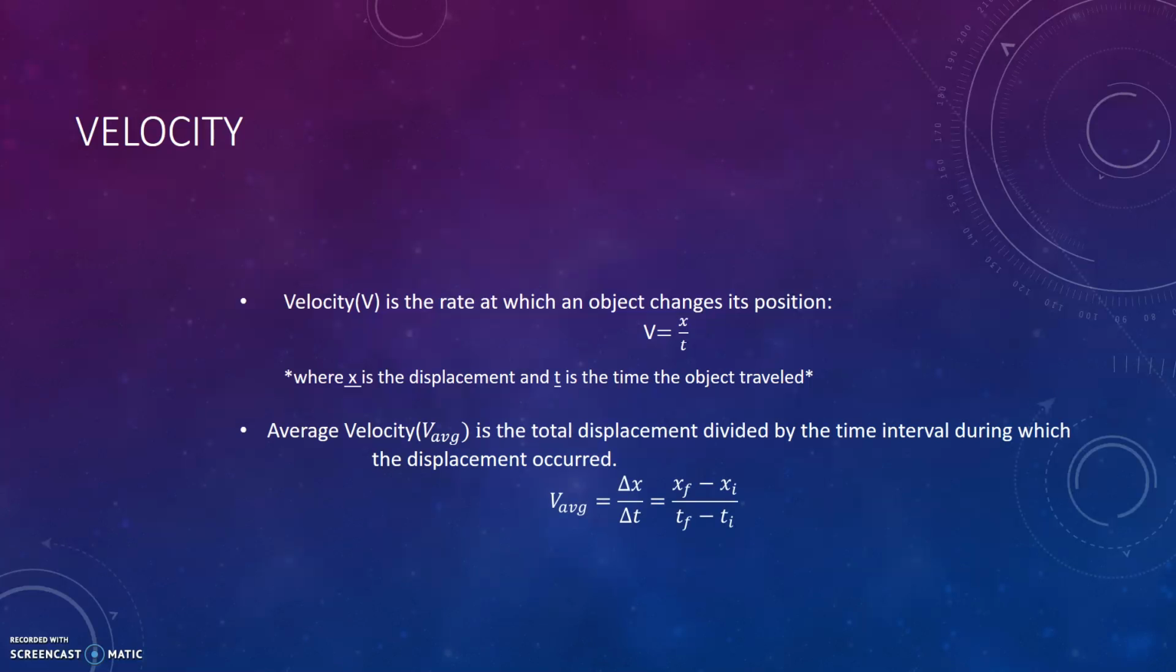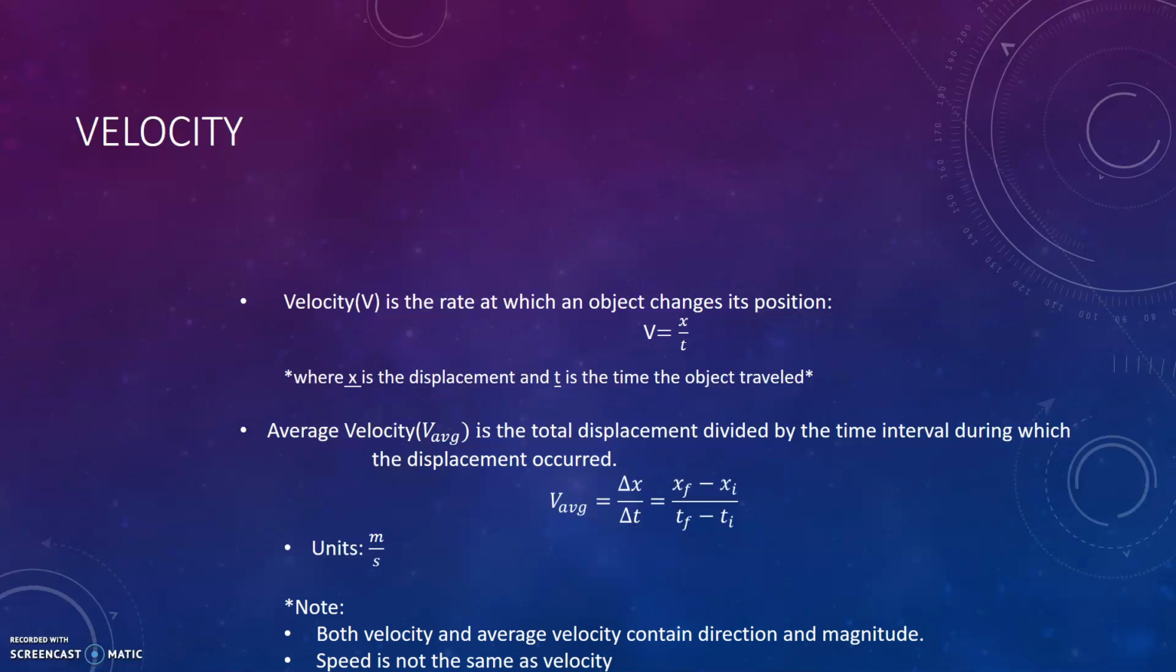Now, there is also average velocity, which is the total displacement divided by the time interval during which the displacement occurred. We can see that the average velocity is equal to the change in displacement over the change in time. Our units for velocity will be meters per second.